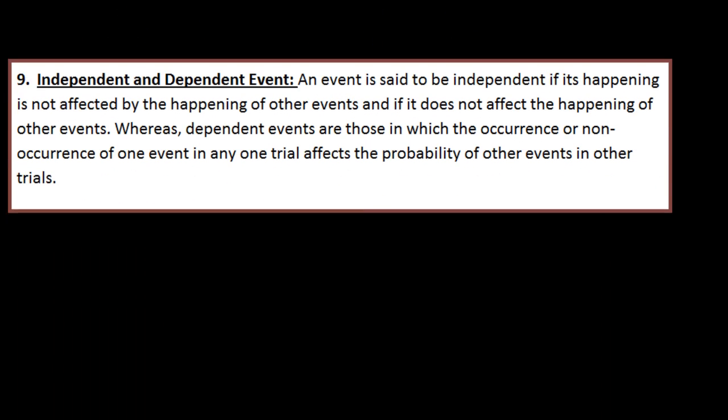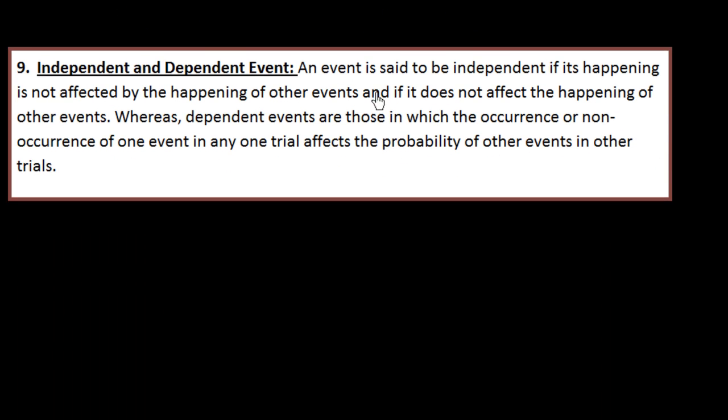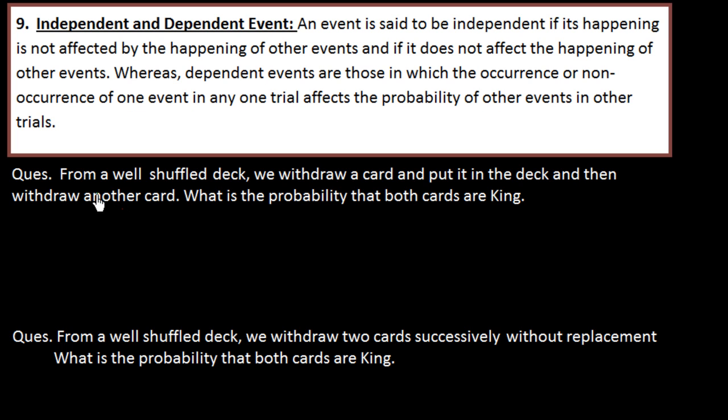Now look at independent and dependent events. An event is said to be independent if its happening is not affected by the happening of other events, and if it does not affect the happening of other events. First I explain the independent event. For explaining independent and dependent events, we use two questions for better explanation. From a well shuffled deck, we withdraw a card, put it back in the deck, and then withdraw another card. It means with replacement. What is the probability that both cards are kings?